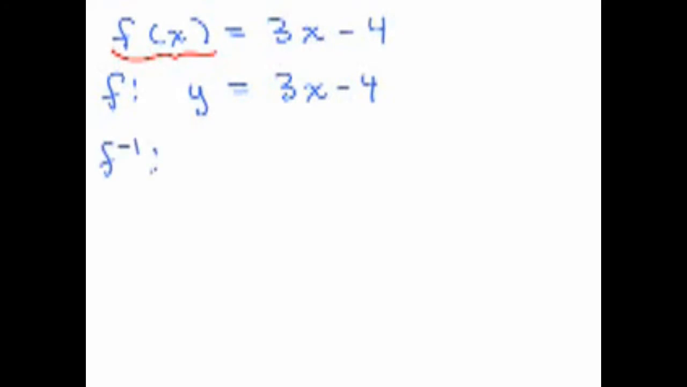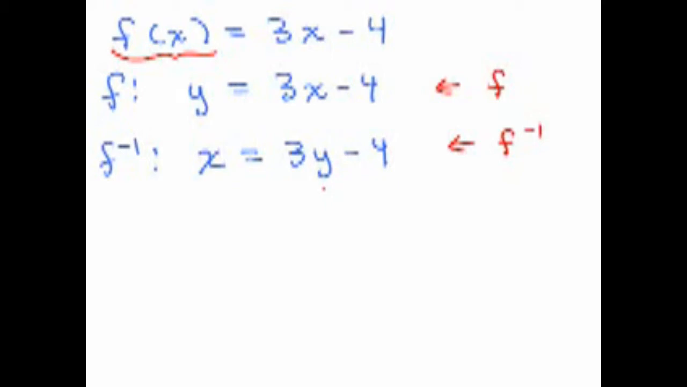We want to keep track of what we're doing. We switch. Everywhere we see a y, we write an x, and everywhere we see an x, we write a y. So these are not the same functions. This is the function f, and this is the function f inverse. We want to keep track of that. Now we need to solve for y.